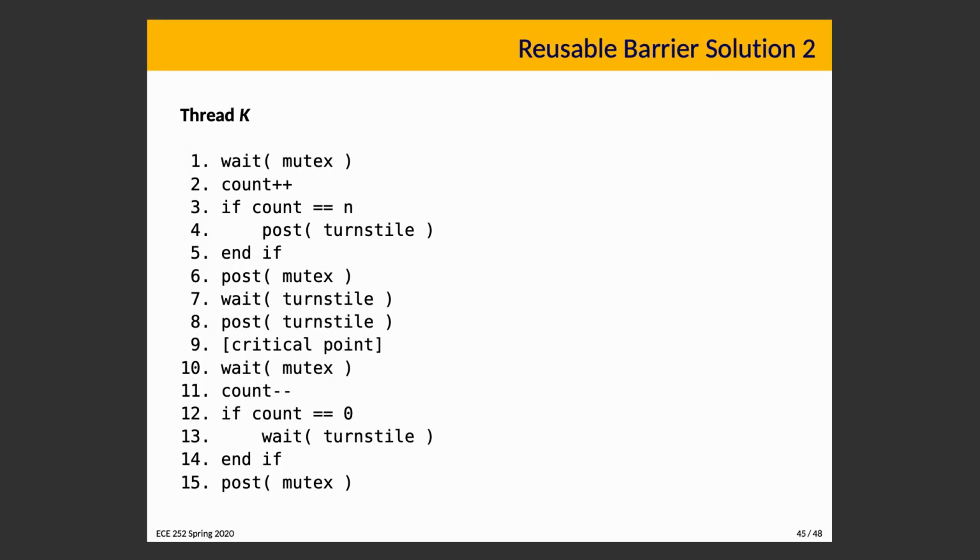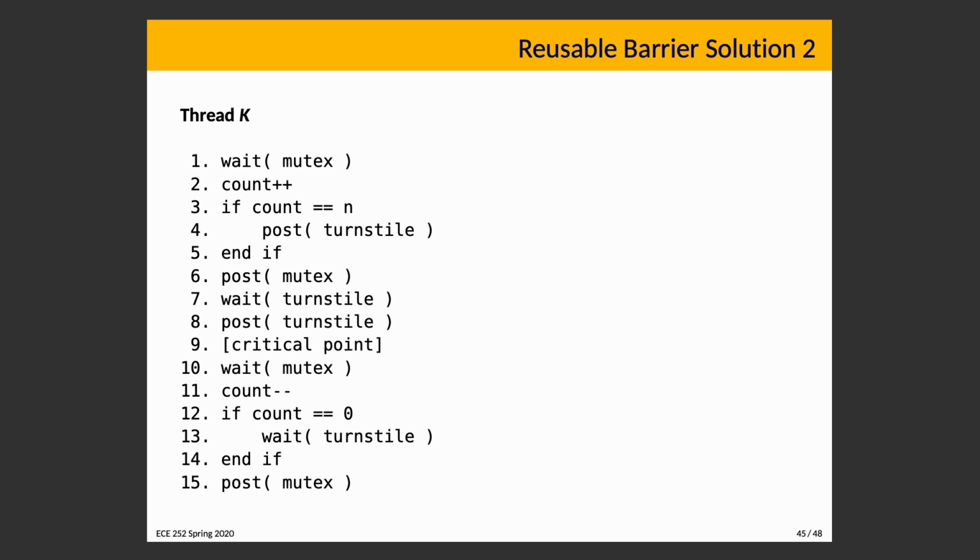Okay. So wait on the mutex is still the same. Count is incremented, and now the if count is equal to n, post on turnstile happens within this critical section, and post on mutex now happens at line 6. Down below, we wait on mutex at statement 10, decrement count. If count is 0, wait on the turnstile, and then end if, and post on the mutex is the last thing.